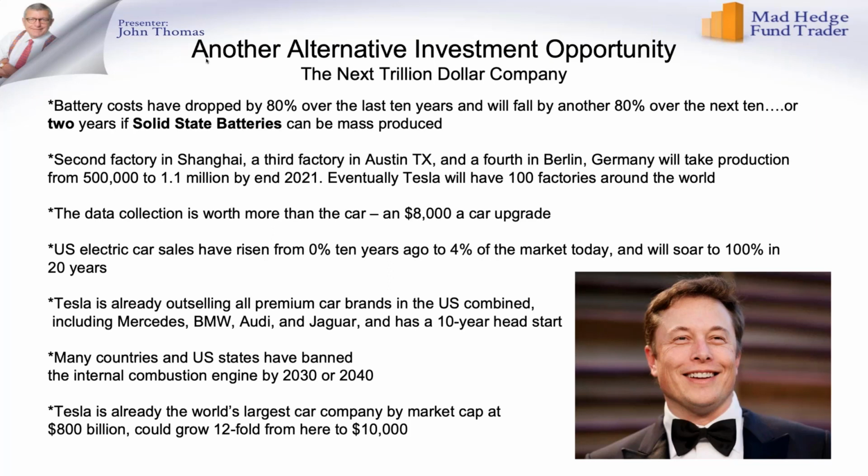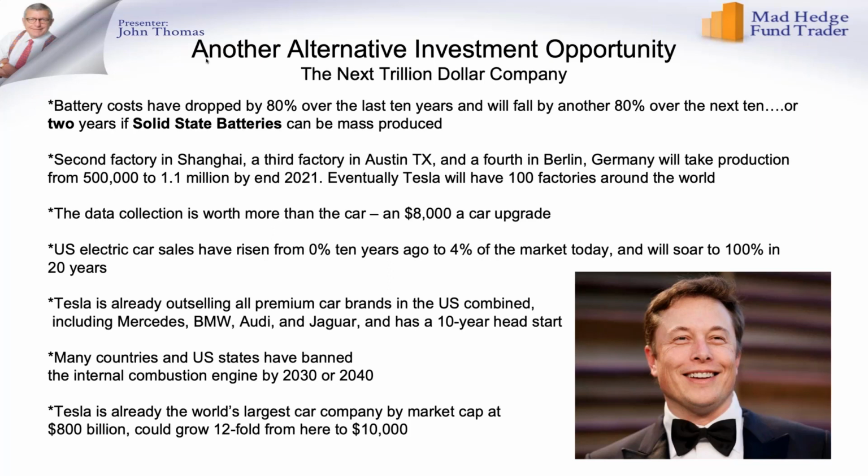Factories in Shanghai, Austin, Texas, and Berlin, Germany are the beginning of a global network of 100 factories around the world that will eventually make 25 million cars a year against 500,000 last year. What people don't get is that the data collection is worth more than a car. Full autonomous driving alone is an $8,000 per car upgrade.